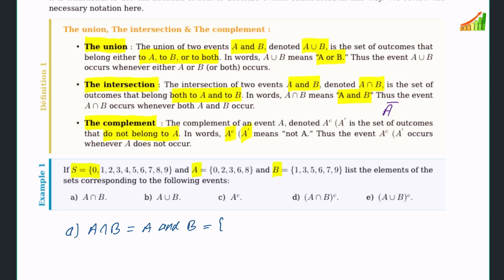We see 3 is common, so we write 3. Then 6 is common. Therefore 6. This is A and B.